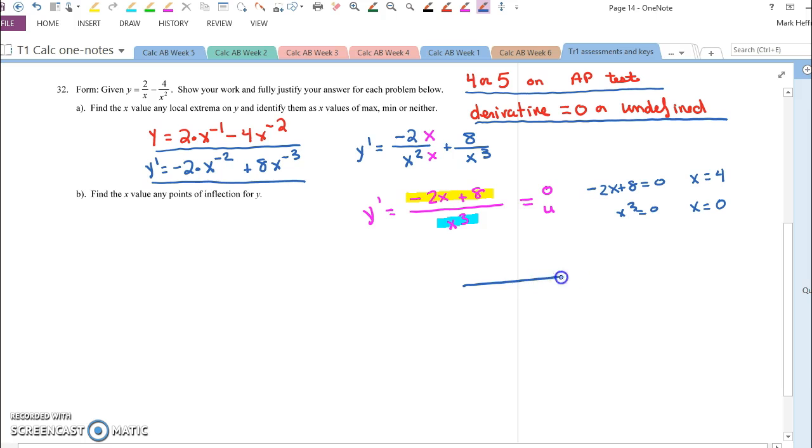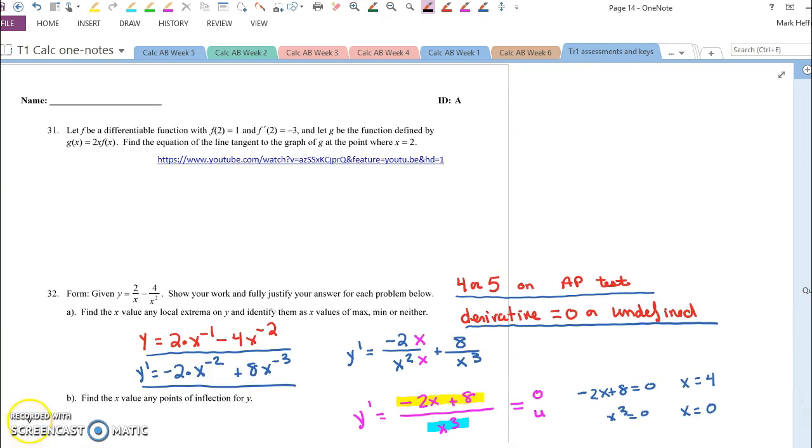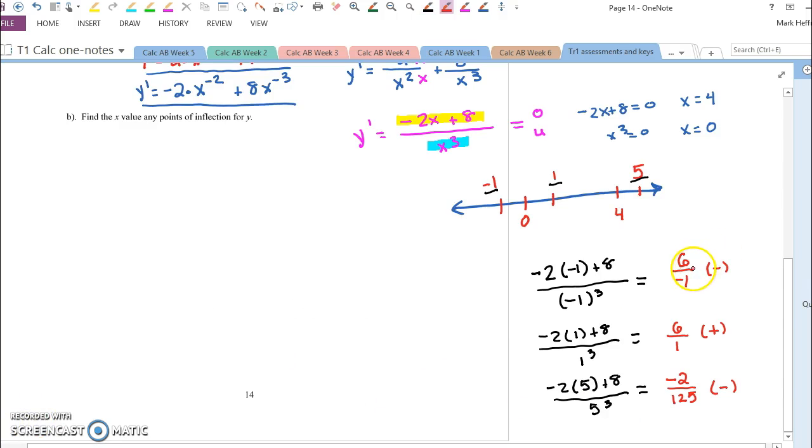Now I have to determine whether I change from positive to negative to positive, or neither. So what I'm going to do is test values left of this 0, between the zeros, and right of the zeros, or really undefined locations. And so as I do this, I'm just looking for what is the derivative, positive or negative. When you plug in each value of x into your derivative, we get negative 6, which is a negative number, positive 6, which is a positive number, and negative 2 over 125, which is small but negative.